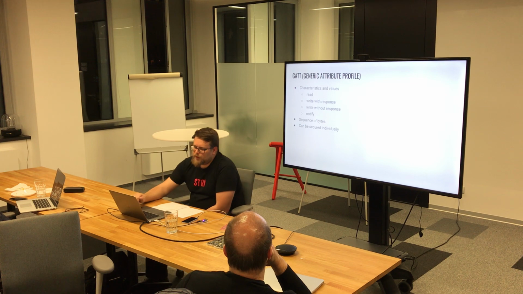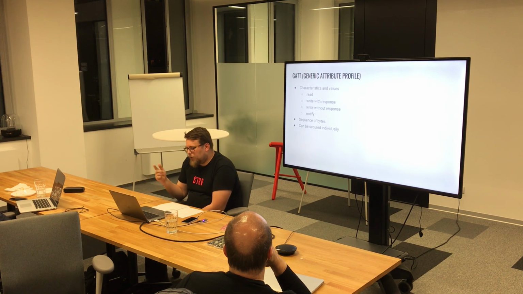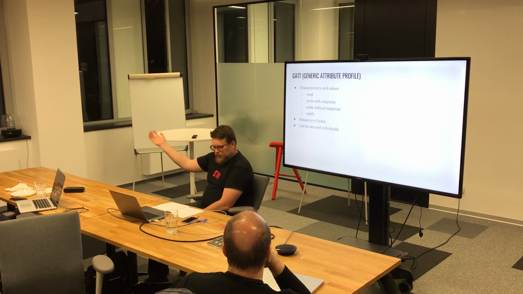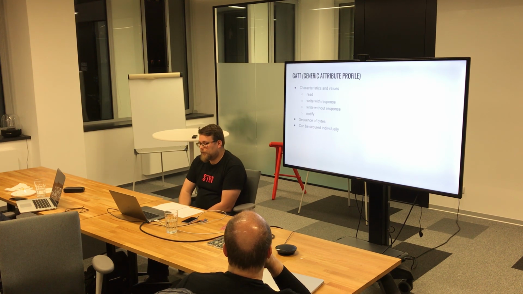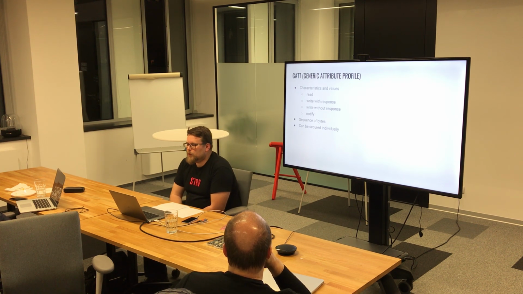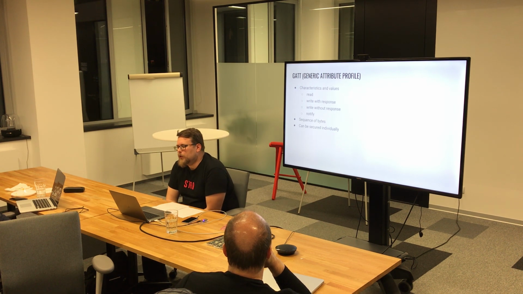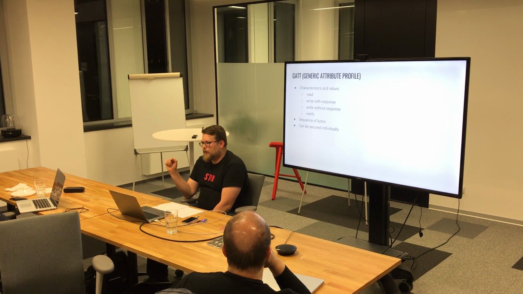So the value of characteristic can be read, you can write it with or without response. Basically, if you write without response, you send the data and you don't care what the result is. You just send them over and over again, which is useful for something that changes quickly. And if you want to be sure that the write actually succeeded, you will use write with response, which will confirm that the data were actually written to the device.